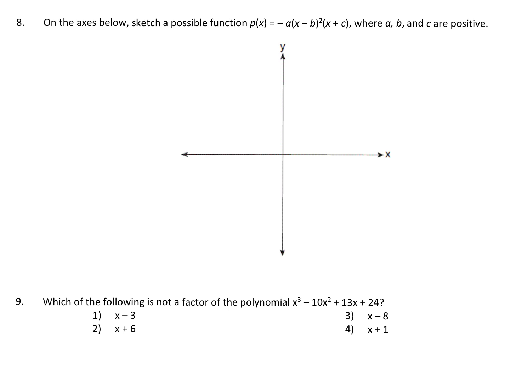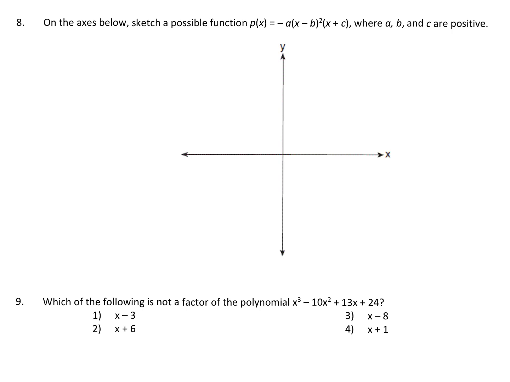Okay, so number 8 wants you to sketch a possible function of p of x. Now, it does say where a, b, and c are positive. All that means by saying a, b, and c are positive is that they want you to keep the signs that are there. Because think about it. Let's just say a was negative. See how there's a negative in front of this? Wouldn't a negative become a positive? So basically, all they're telling you by saying that it's positive is that you're going to keep the signs that are there.